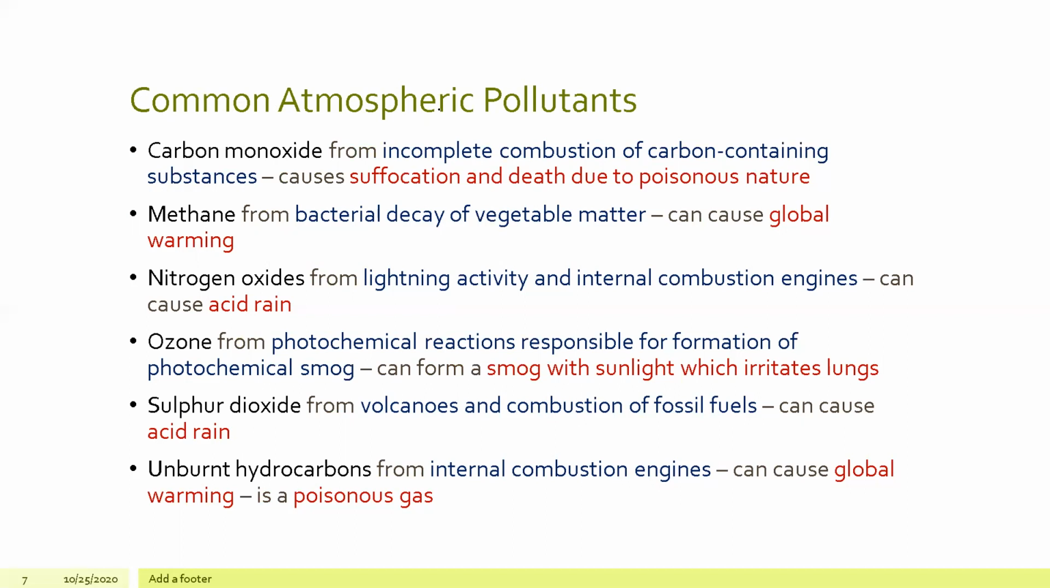And then you have sulfur dioxide, which is produced from volcanoes and the combustion of fossil fuels, and once again, it can cause acid rain like nitrogen oxides. And unburnt hydrocarbons are also produced in internal combustion engines, and they can cause global warming, and apart from that, unburnt hydrocarbons are poisonous gases.